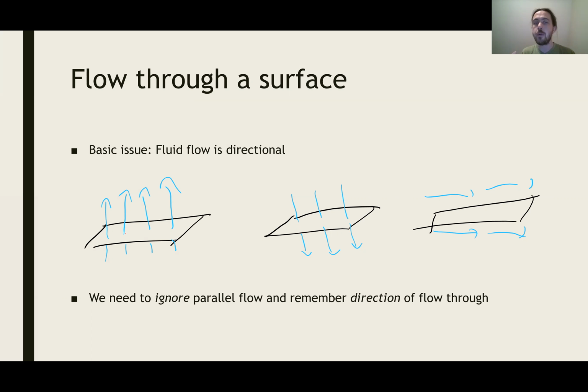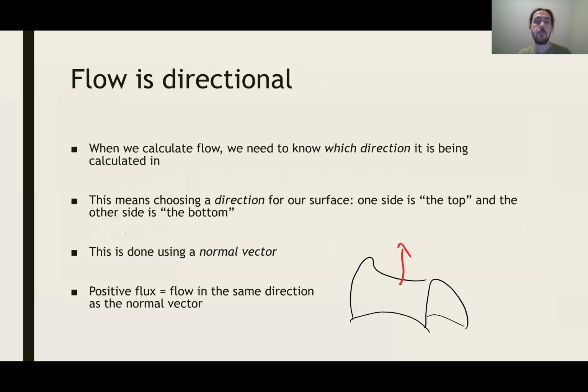So when we're doing these calculations, we need to ignore flow that's parallel to the surface, just throw that out, and just remember the perpendicular component, but we also have to remember some directionality. We have to remember whether the flow is going up or down, basically, even though inside three-dimensional space, it could be up, down, sideways. We have to have some way to measure the direction of what's going on.